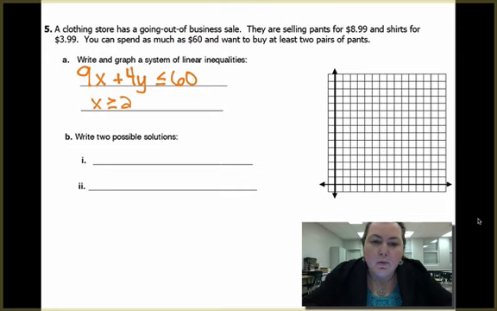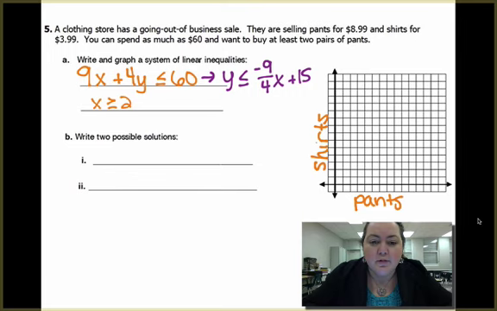And then we want to buy at least 2 pairs of pants. So X is our pants. X has to be greater than or equal to 2. I'm going to label my axes, rearrange these in slope-intercept form. Alright, so I'm going to go up to 15, and then I'm going to go down 9 over 4. So there's my first inequality.